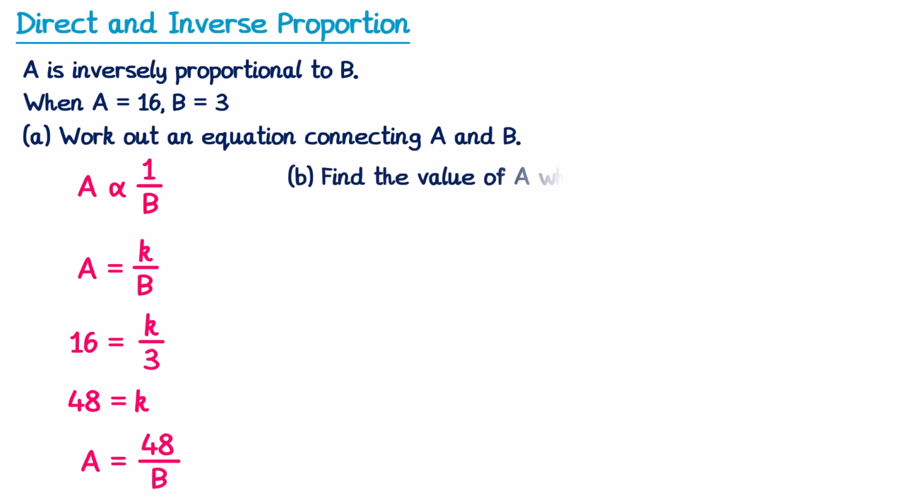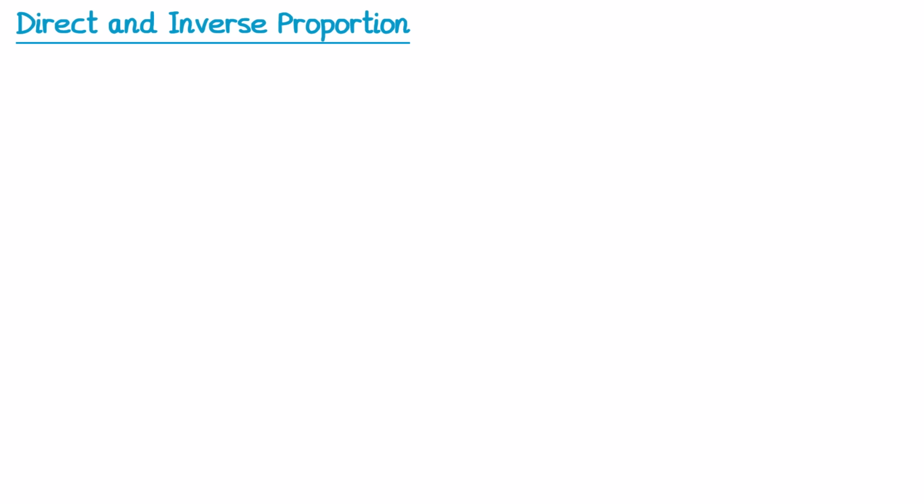Now for a follow-up question, find the value of a when b is equal to 12. So we just take the equation from the previous part, and we substitute in the value of b for 12. So a is equal to 48 over 12, and 48 divided by 12 is just 4. So a is equal to 4. Let's have a look at a slightly harder one.